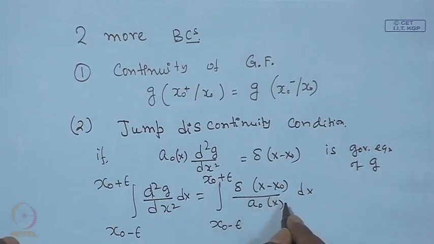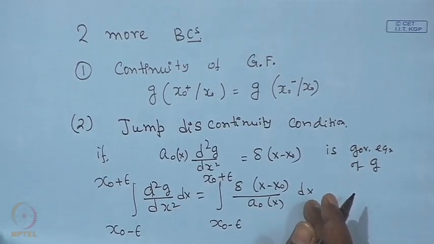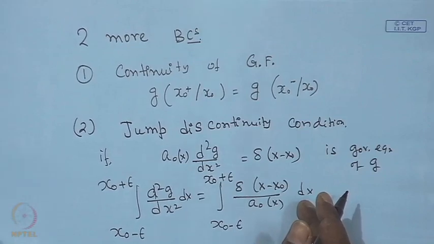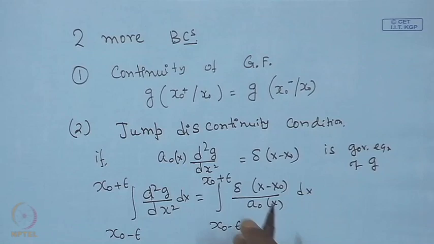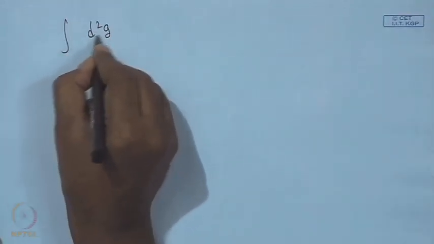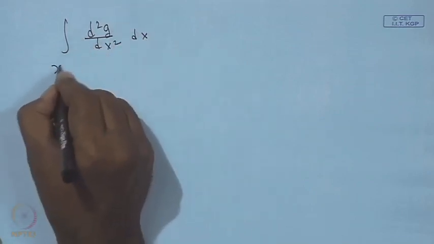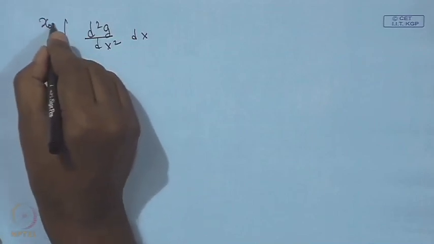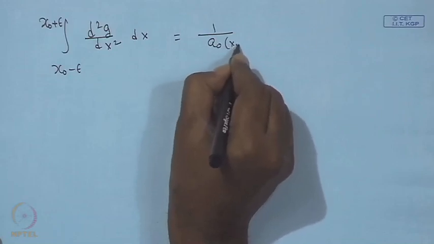We use the shifting property of the integration of the Dirac delta function or the unit step function. It will be the integration of f of x multiplied by delta of x minus x naught dx, which across the point x naught is nothing but f of x naught. So, what we will be getting is the integral of d square g dx square dx from x naught minus epsilon to x naught plus epsilon equal to 1 over a0 x naught.